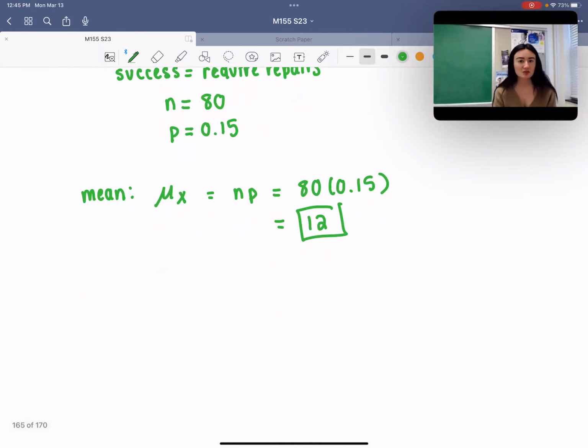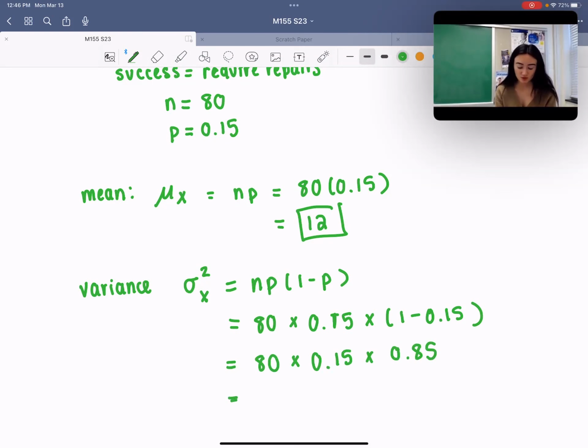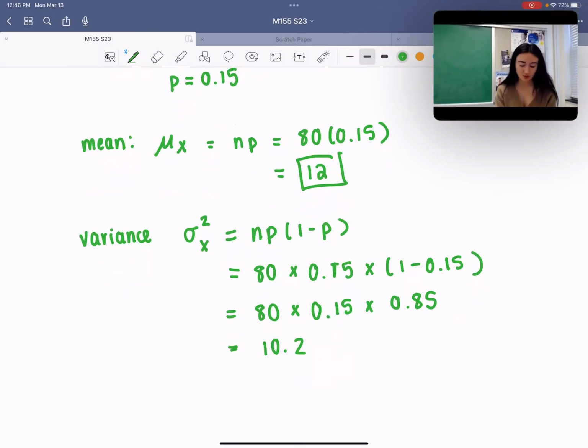If you want to find the standard deviation, the first thing you have to do is find the variance. So let's go ahead and do that. Remember, the formula for variance is sigma squared with an x on the bottom, and our formula for that is np times 1 minus p. So all you have to do is plug this in. So we have 80 times 0.15 times 1 minus 0.15. Well, I like to do things in the parentheses first. So it looks like we have 80 times 0.15 times 0.85. And when we multiply that all together, you should get 10.2.